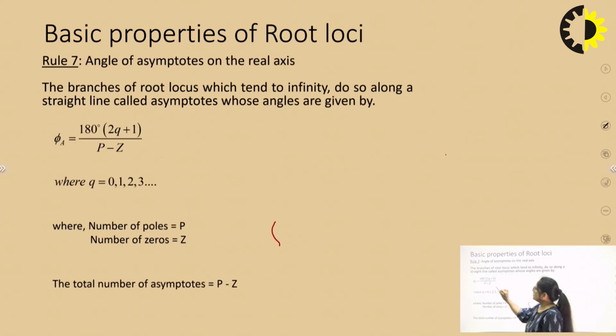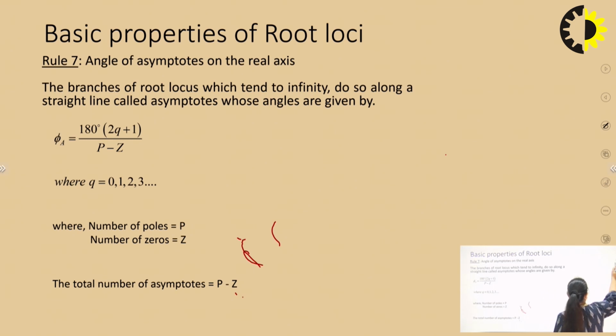Now, what is the formula to find the angle of asymptotes? It is phi a equals 180 degrees into (2q plus 1) upon (P minus Z). P minus Z, again, is the number of poles minus the number of zeros. Q stands for 0, 1, 2 and 3. P is the number of poles and Z is the number of zeros. Therefore, the total number of asymptotes will be P minus Z, that is, those branches which are going towards infinity.